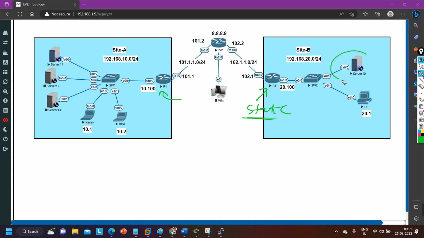Because I want to give access to this server to outside users. Suppose here you can see there is one user who is connected to the internet. So this user should be able to access my server through my public IP address. Okay, now let me show you.